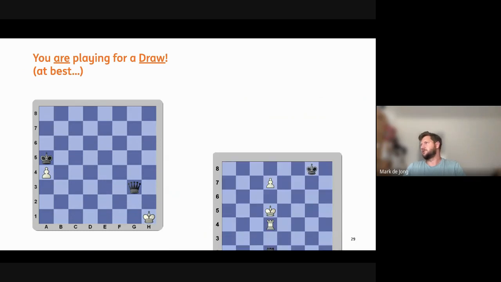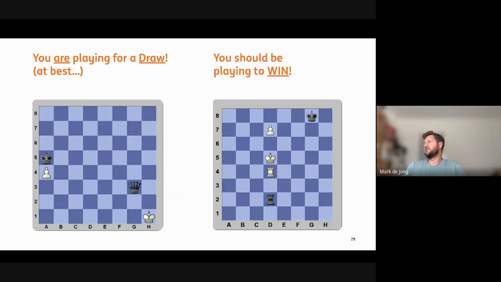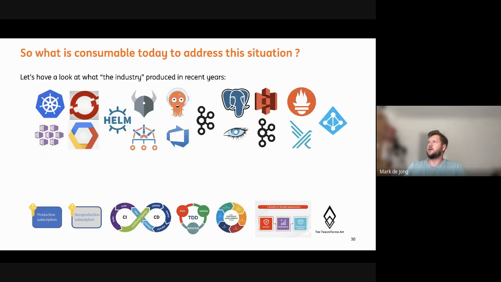I'll skip this one, but we're currently playing for a draw, but we should be playing for a win. That's the most important part. But let's look at what the industry produced in recent years.